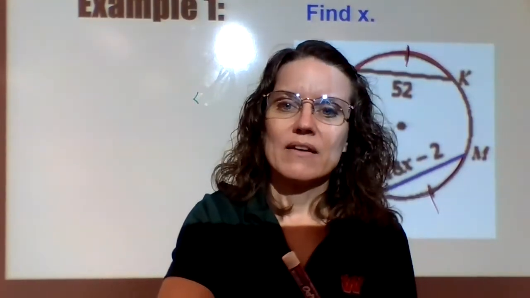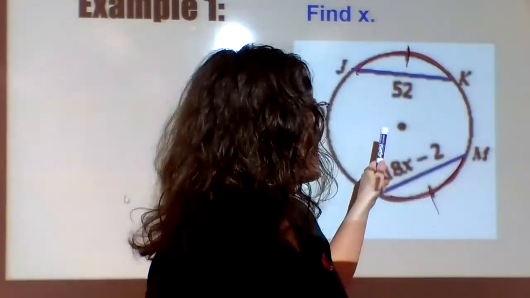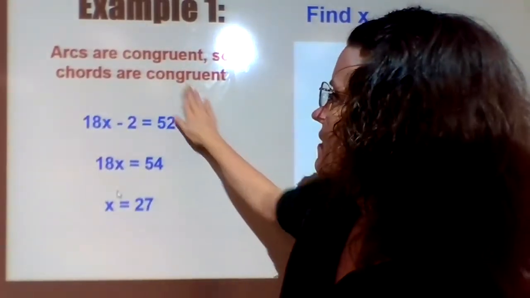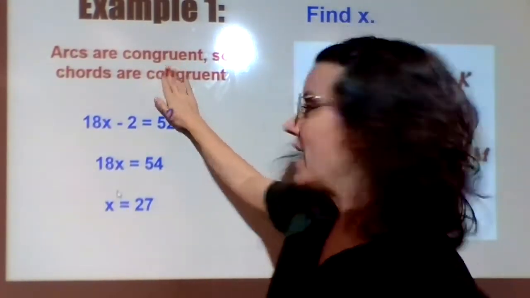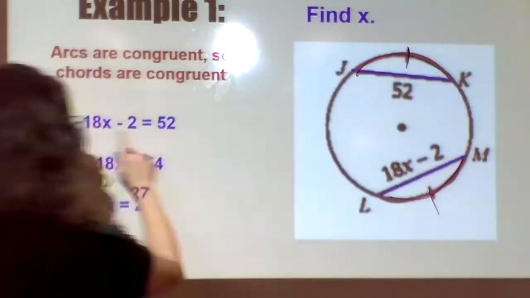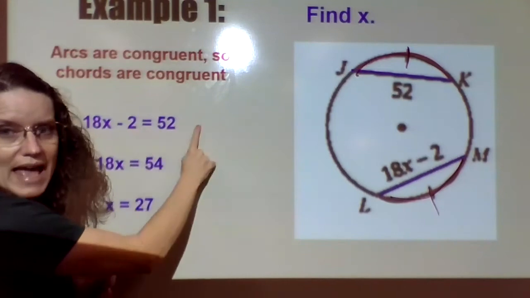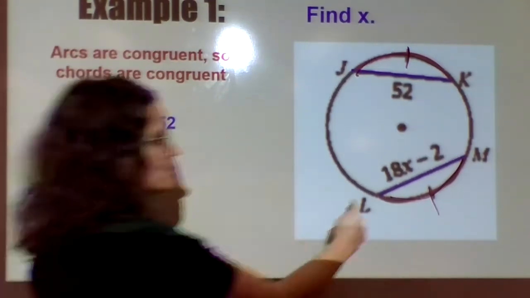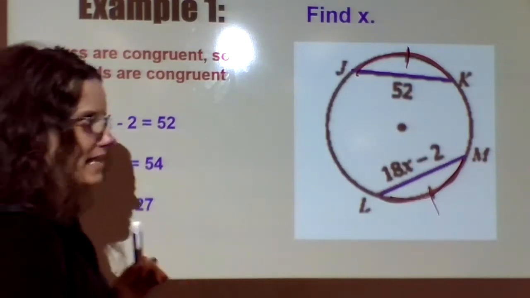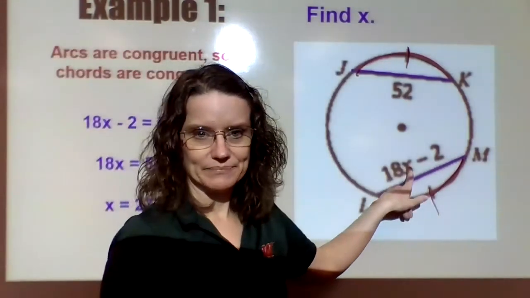So you go, okay, if I have congruent, let me mark all this stuff. I'm highlighting everything here. So if I have congruent arcs, then I have congruent chords. So I can set this up and say that this length equals this one. So the 18x minus 2 has to equal the 52 because the chords are congruent. Algebra, algebra, algebra, and x comes out to be 27. Okay?